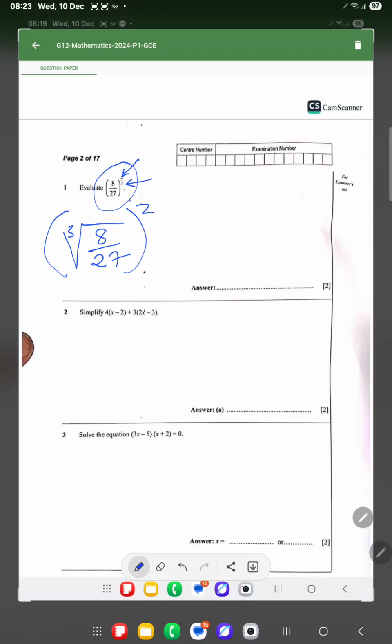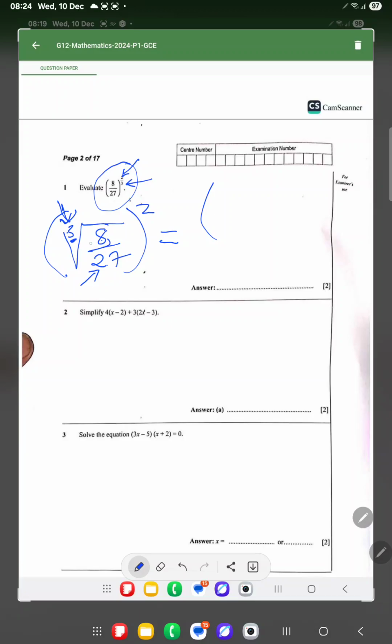Okay, so the 2 which is up should come as a power, and the 3 which is down should be put in the root symbol like that. So what does this mean? It means that we are getting the cube root of 8 and the cube root of 27. Cube root means a number that we can multiply 3 times to get the 8 on top, and also the number that we can multiply 3 times to get the 27.